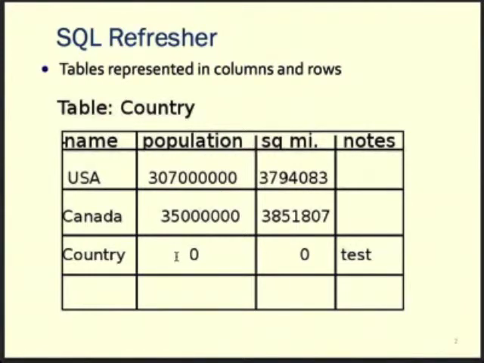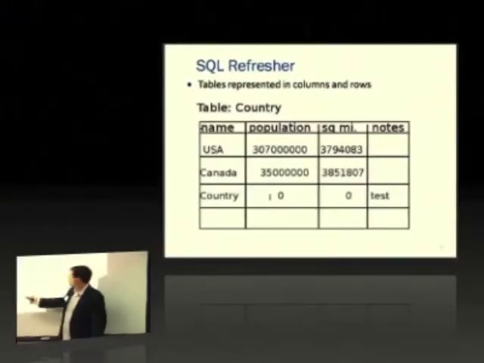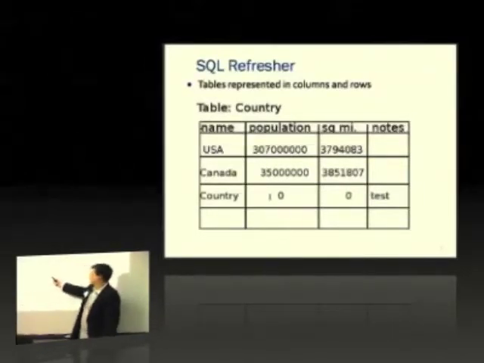You basically have this concept of tables, right? You have this table like country, and it's represented in columns and rows. So you have one column being name, one column being population, one column being square miles, and then maybe notes. This would be a very simple example of looking up data from a country called Canada and getting its population, right?